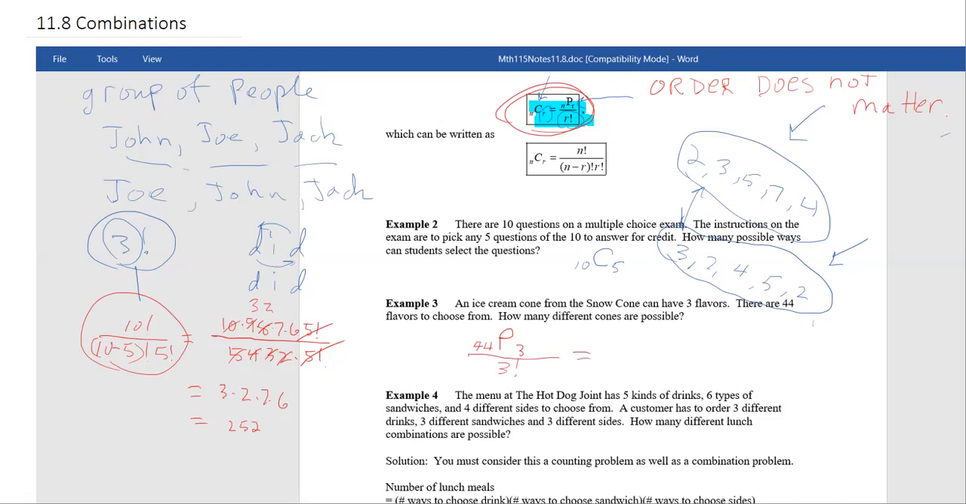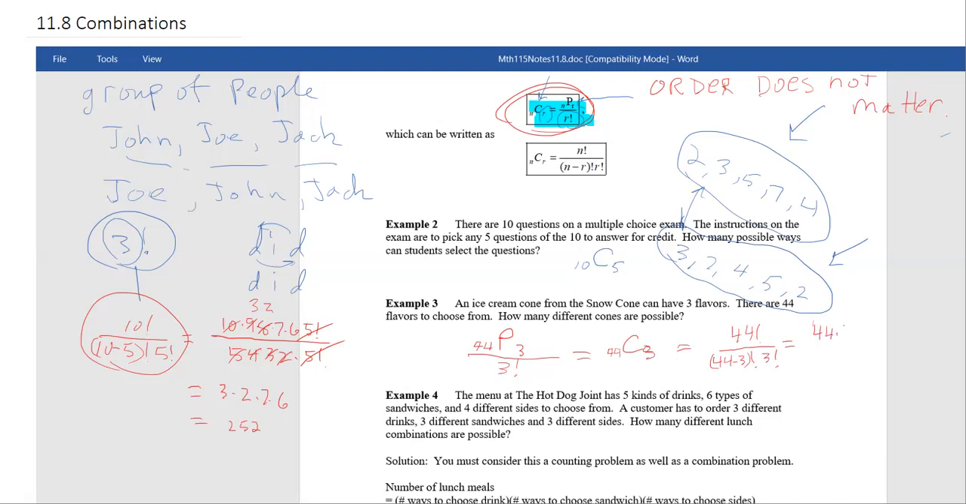So it's going to be that 3. Let's see. You're going to have, well, this is the same thing as C with a 44 and a 3. That's what it is. Anyway, it's the 44 factorial over 44 minus 3 factorial times 3 factorial.